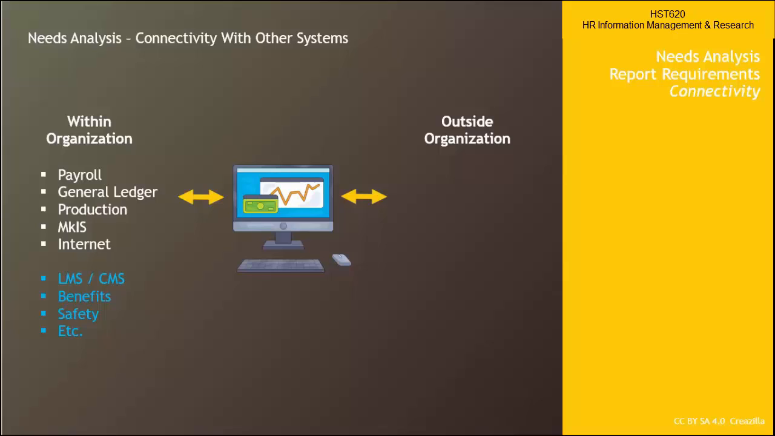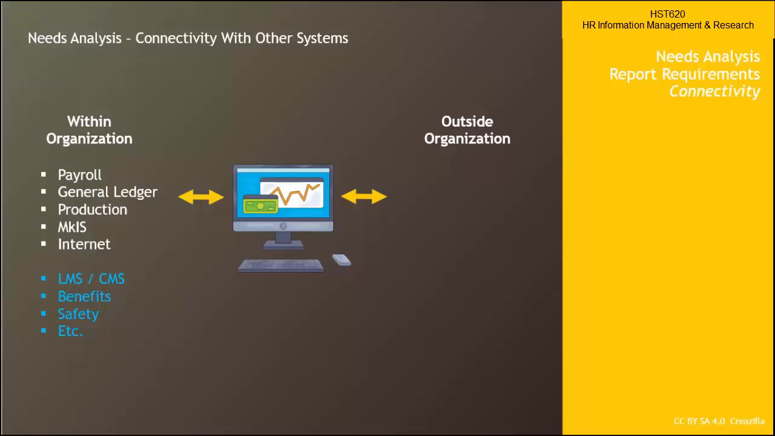You might want to connect with MKIS, which is a marketing information system. Maybe I'll use that as an example in a minute. You might want to connect to the internet for various reasons, and we'll talk about that in a minute as well. Now imagine also within HR though, not just other departments, but within HR.